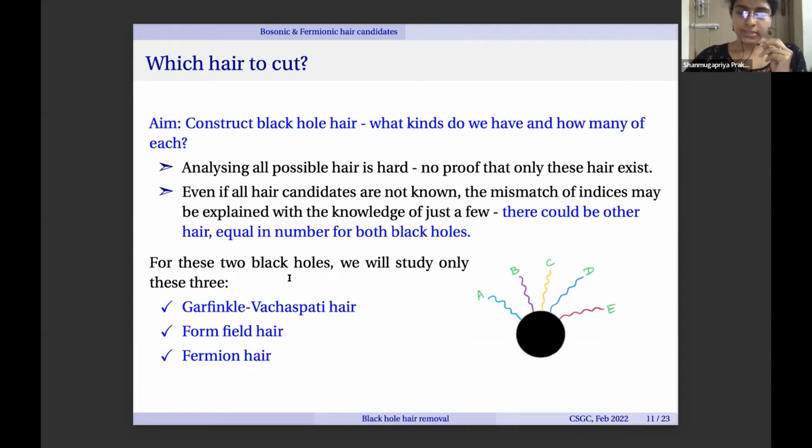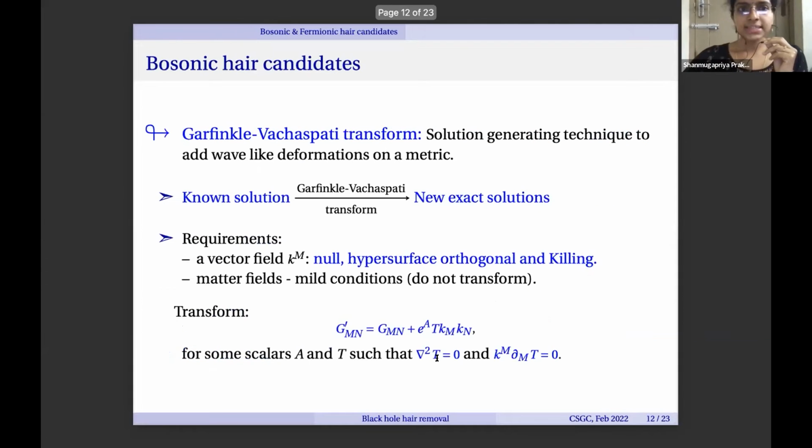For the two black holes that we have, we will study only Garfinkle-Vachaspati transform and fermion hair. And we will see whether we are able to obtain a matching of indices. If yes, then we have achieved our goal. So let's start by constructing the bosonic hair candidates.